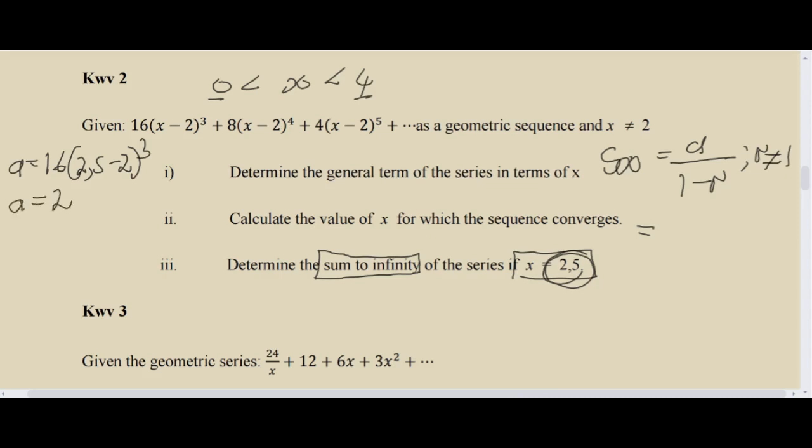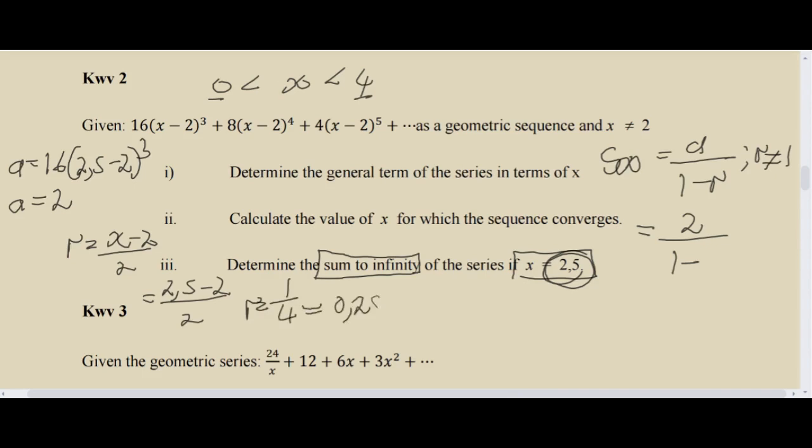Then let's go ahead and substitute here. We have 2 over 1 minus our r. Remember we found r is (x minus 2) over 2. So we can calculate the value of r by substituting the value of x here. This is (2.5 minus 2) over 2. Then let's quickly punch that in our calculator. 2.5 minus 2 divided by 2. That gives us r is equal to 1 over 4, right? Which 1 over 4 can be written as 0.25, right?